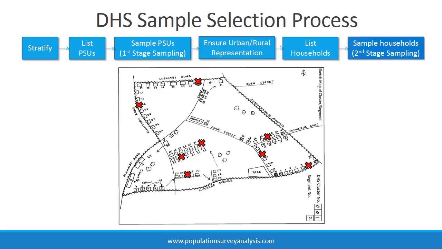Sampling households from the map is usually done systematically. For example, selecting a household in a corner of the map, counting 10 households, selecting another household, counting 10 households, selecting another household, and so on. After this point, the sample selection is done, and the interviewing team enters the field to implement the survey.